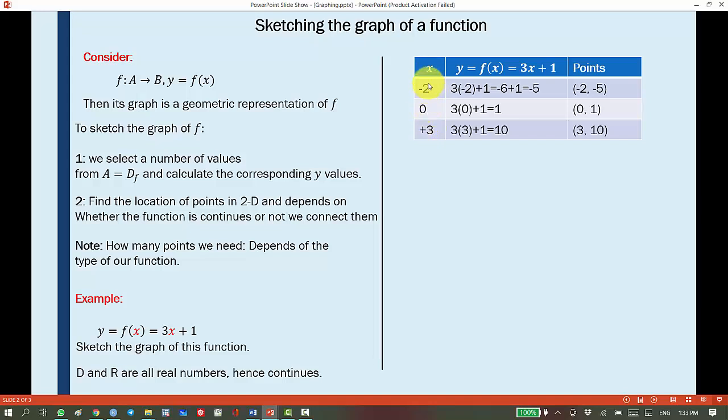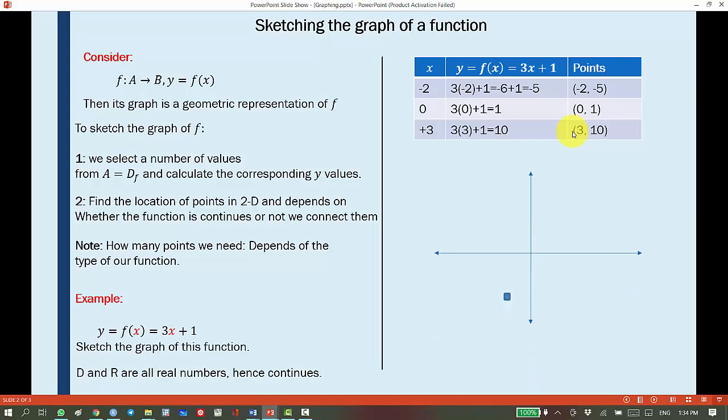For example, if x is -2, we insert -2 instead of x here, and we find y. That is 3 times -2 plus 1, which is -6 plus 1, which is -5. Therefore, the first point of the graph is -2 and -5. Likewise, inserting 0 instead of x, we get 3 times 0 plus 1, which is 1. Therefore, the second point is 0 and 1. Lastly, the third point, we insert 3 instead of x, that is 3 times 3 plus 1, which is 10. As a result, the third point is 3 and 10.